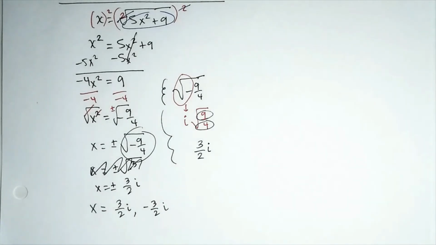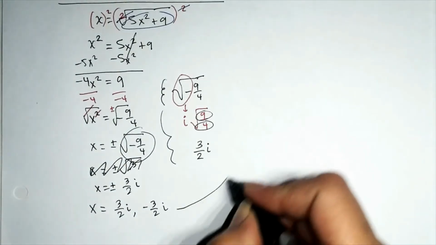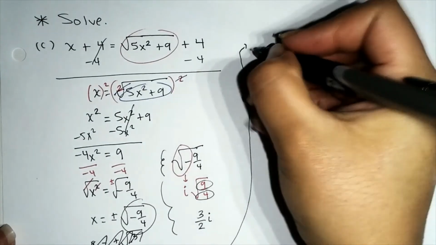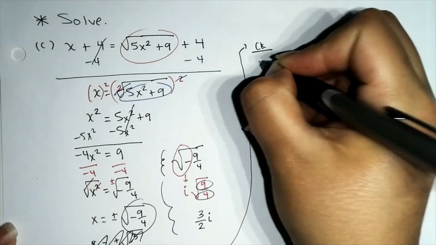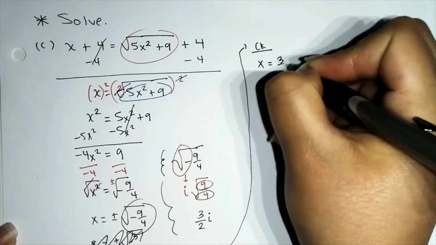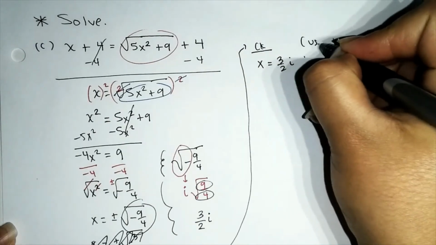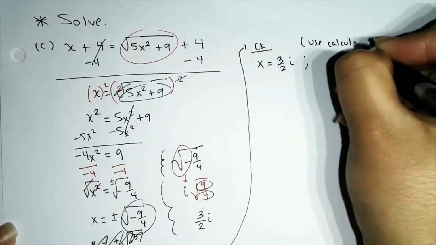I know we nailed it, but again, when it comes to solving radical equations, checking is not optional. We have to check our answers to eliminate the extraneous solution. So bear with me, okay? Let's bring this up, and we're going to check our proposed solution. So we have x equals 3/2 i, and then I'm just going to say use calculator.